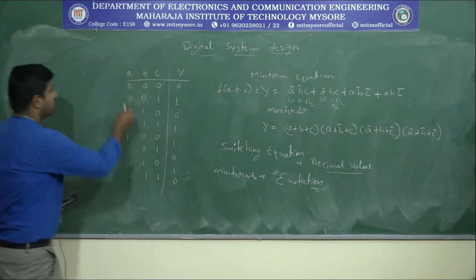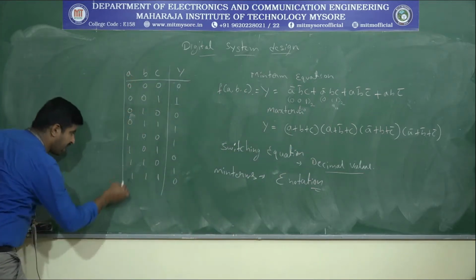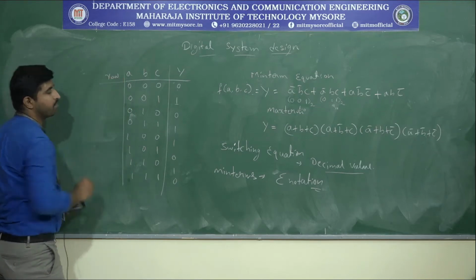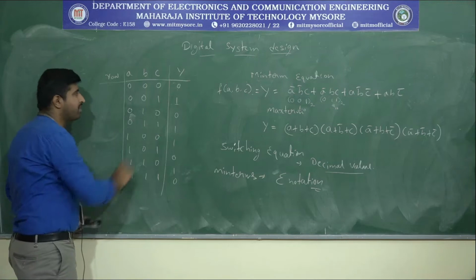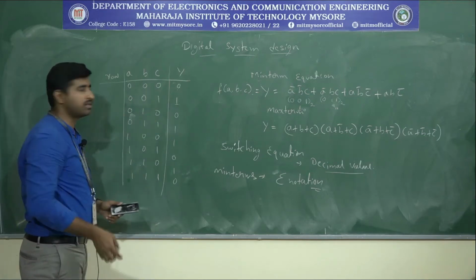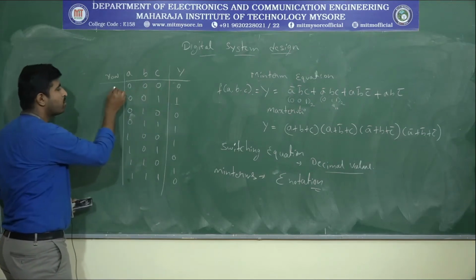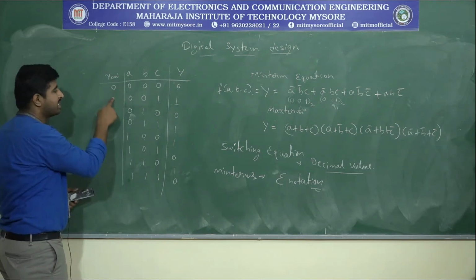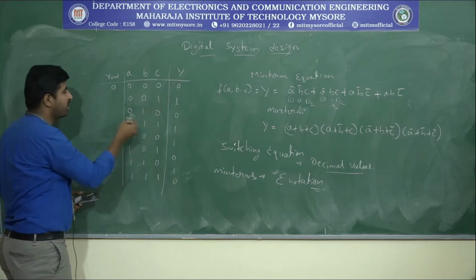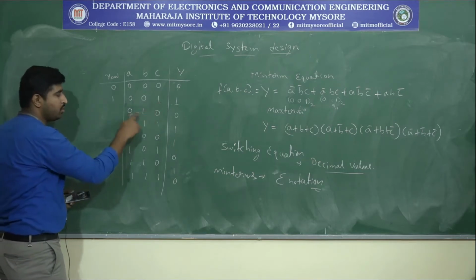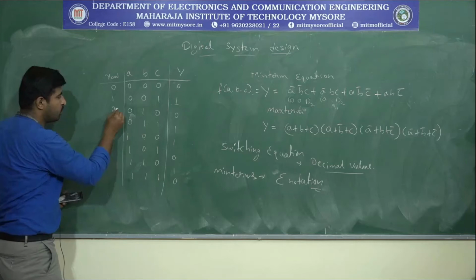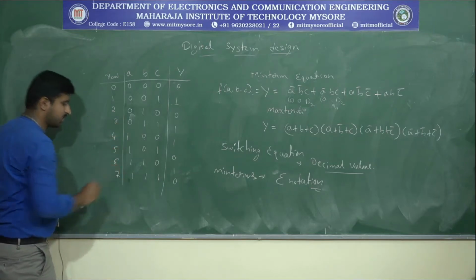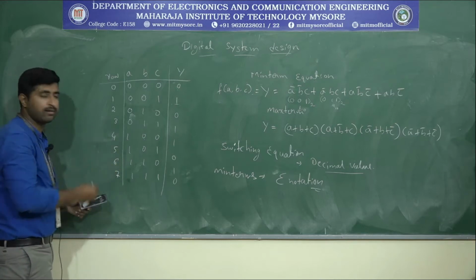To write that, I will take one more column here that corresponds to the row number. So what is the corresponding row number of these input values? This is 0 0 0, and its equivalent decimal value is 0. This one, 0 0 1, has the equivalent decimal value 1. 0 1 0 has decimal value 2, and like that 3, 4, 5, 6, 7. Those are the 8 combinations we have.